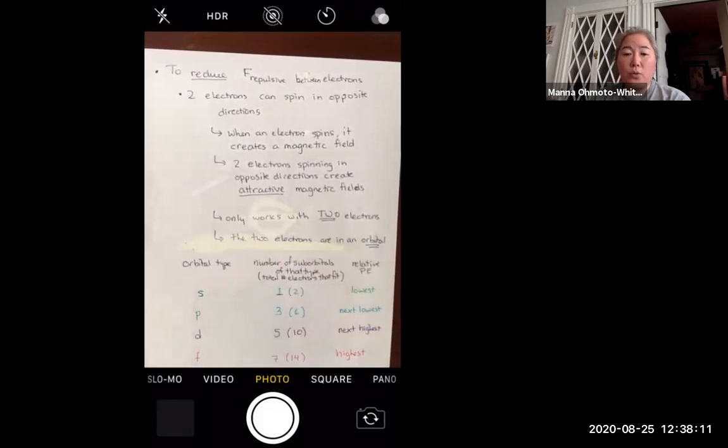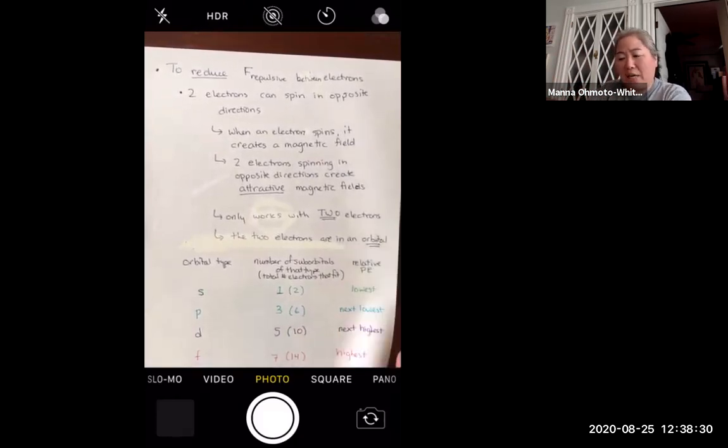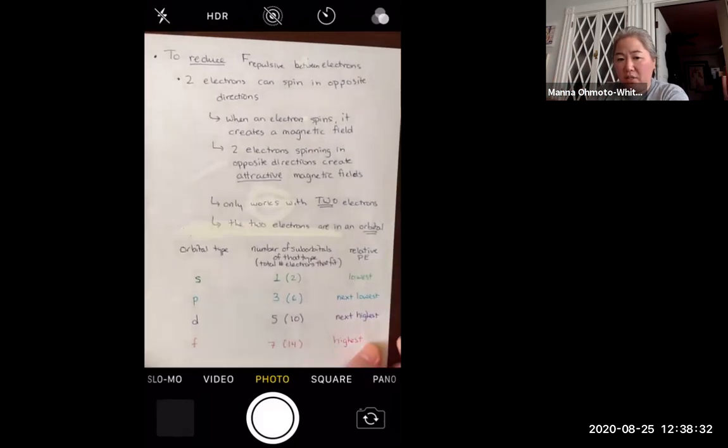But this only works with 2 electrons, right? So if you get another electron in there, there's no way that it can spin that would be opposite to both of the electrons that are already there. So there's a maximum of 2 electrons in a certain energy level in a certain type. So we call these orbitals. Orbitals sound like orbit, but they aren't. It's a region where electrons are most likely to be found.